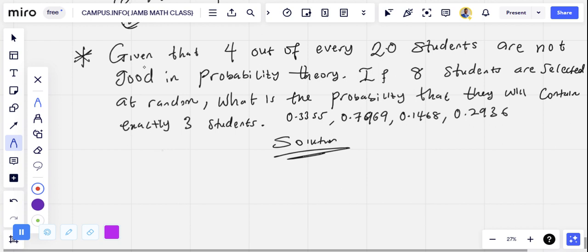Because now, if you look at this credit, they say, given that 4 out of every 20 students are not good in probability theory. They are not good in probability theory, just 4 out of every 20. Do you know that this is showing me the value of my probability?